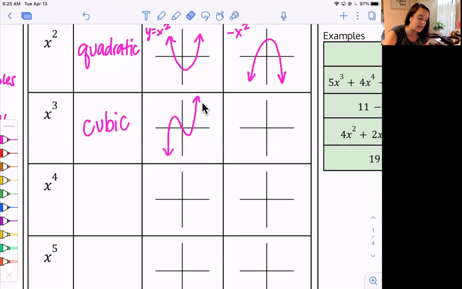So when I'm making my negative version, I need it to be going down at the end. So I'm going to go down. My negative x to the third looks something like that. That is my cubic function.